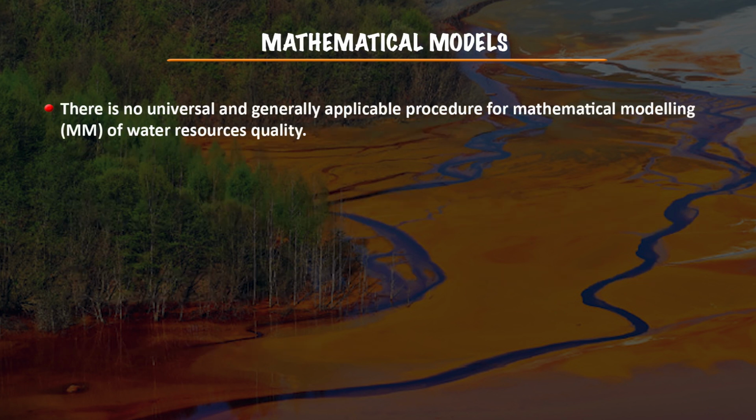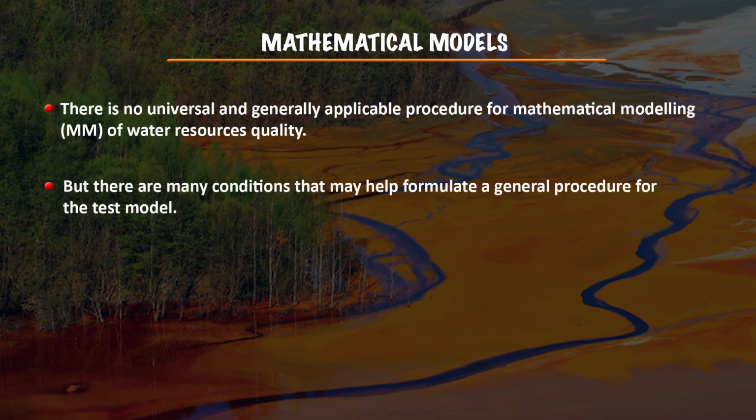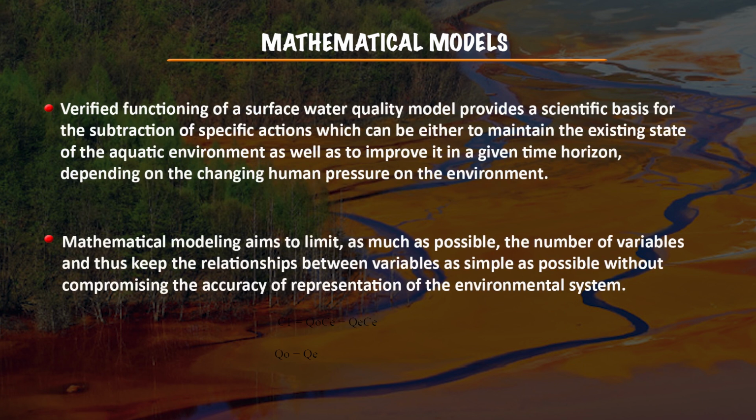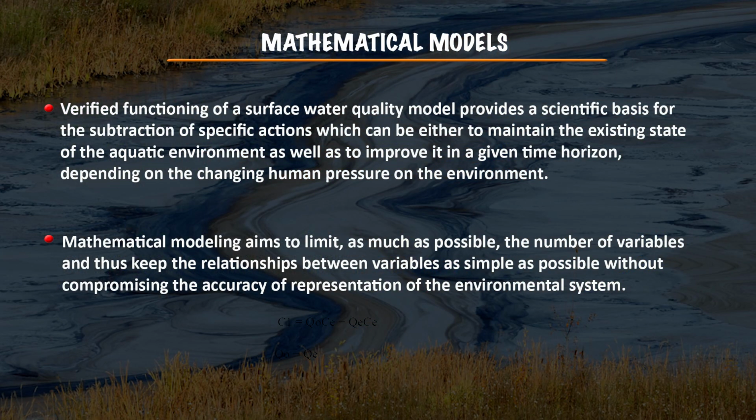Mathematical models are also there. There is no universal and generally applicable procedure for mathematical modeling of water resource quality, but there are some conditions that may help to formulate a general procedure for testing the model. The aim is to minimize the number of variables and keep the relationship between the variables as simple as possible without compromising the accuracy of the representation of the environmental system.